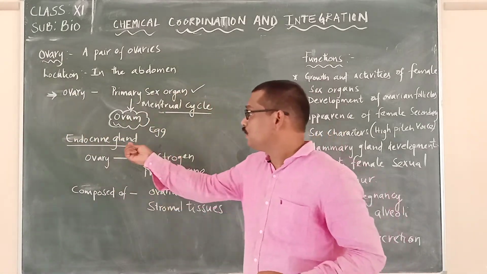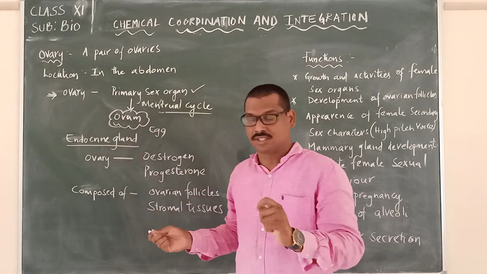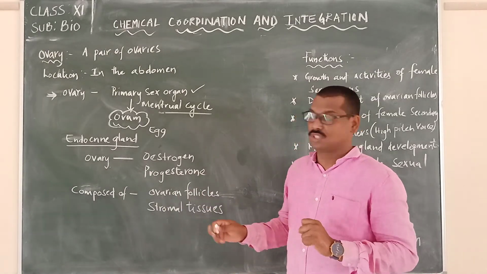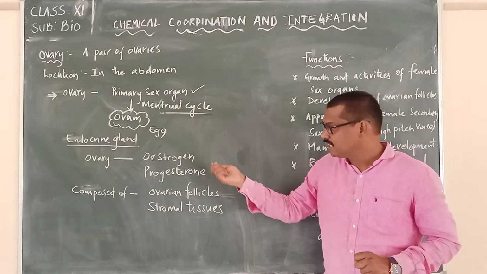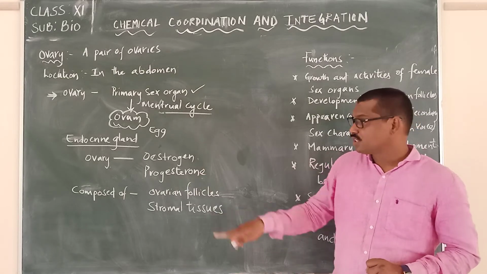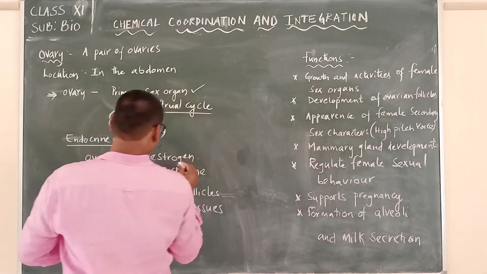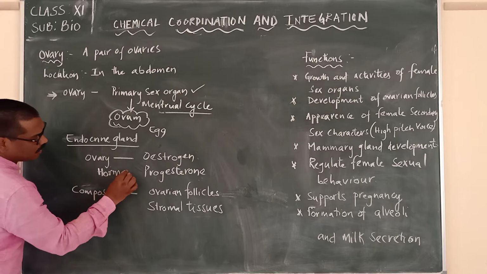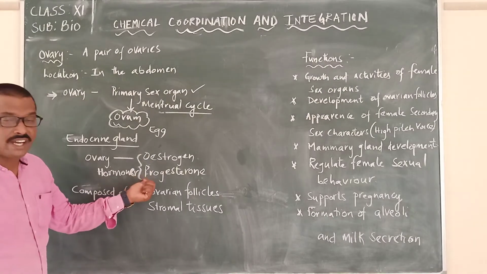But ovaries are also endocrine glands. Ovaries produce two important hormones called estrogen and progesterone. Let us remember that the ovary produces two important hormones, estrogen and progesterone.